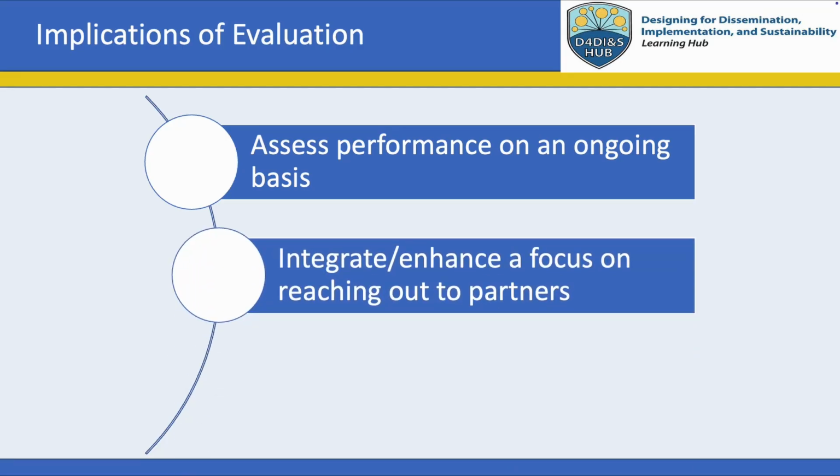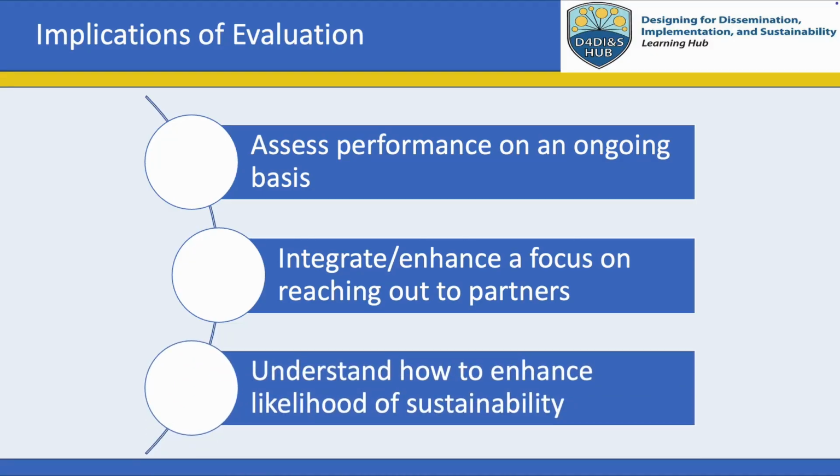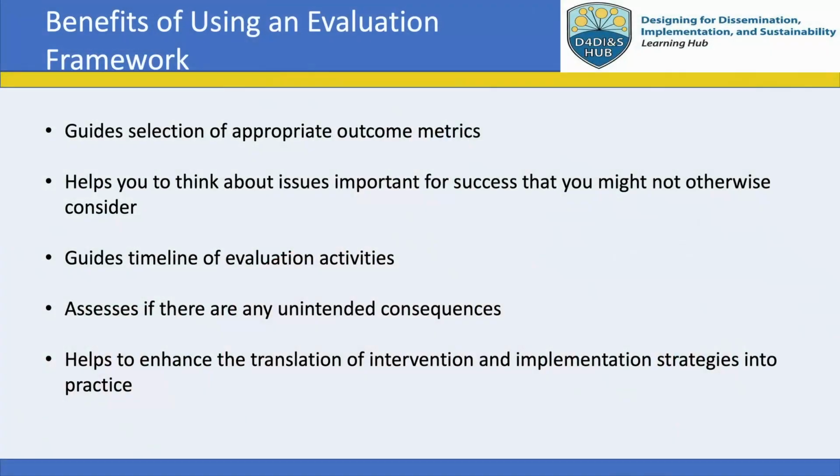Evaluation efforts during all phases of the intervention can help determine best ways to reach out and communicate with key partners and help you understand ways to enhance sustainability of the intervention in real-world practice. D&I evaluation seeks to understand the implementation process, identify contextual factors, and assess external validity. Frameworks can help guide your selection of outcome variables, create your evaluation plan, assess for unintended consequences, and help identify which implementation strategies to use.